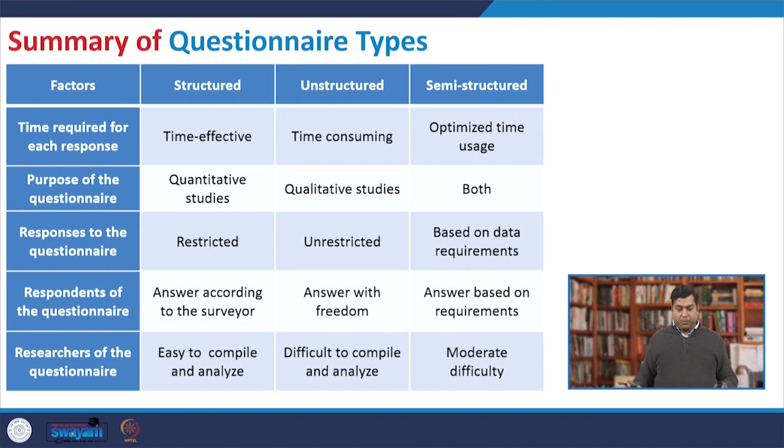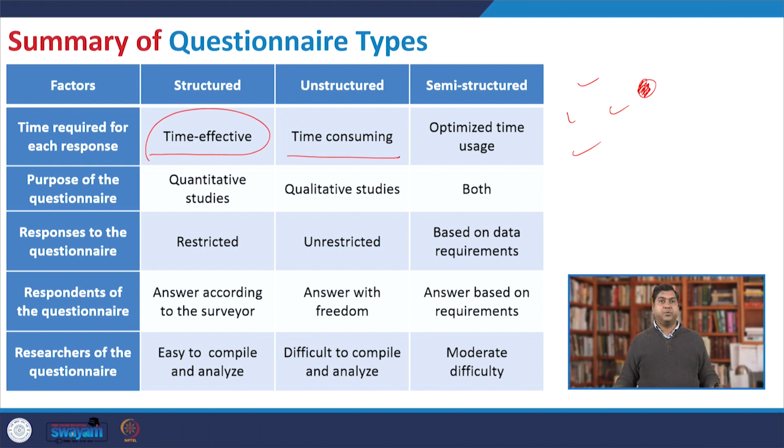So in short, if I compare these three types of questionnaire, structured, unstructured and semi-structured, in terms of the time required, definitely the structured questionnaire is time effective, because in this case one has to just select. So making a tick or a circle, or filling up those circles, whereas unstructured is time consuming because one may give you a long answer, one may give you a short answer. Then if the answer is not clear while surveying, you also have to ask some follow-up questions to bring out the answer. Semi-structured is in between, which can optimize.